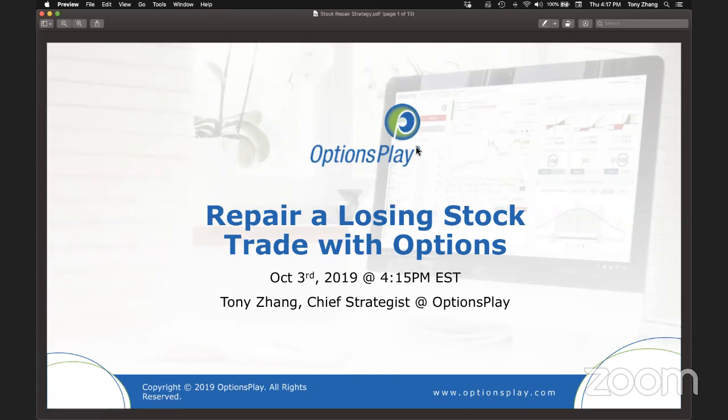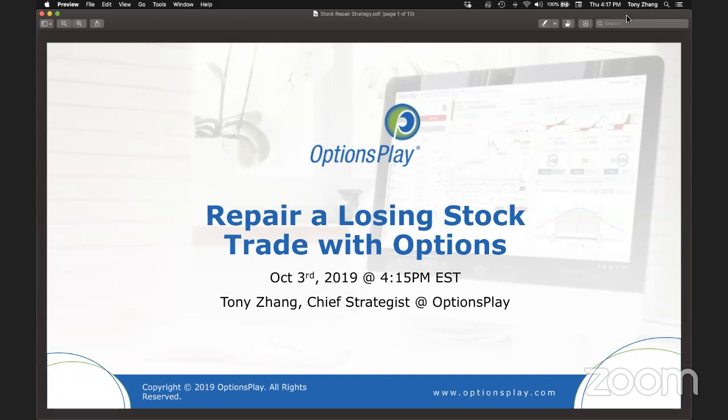And many of you, after learning about this strategy, may actually find that it's just simply not suitable for you at all, or that the stock you're currently looking at does not fit with a stock repair strategy. And there are a lot of them out there. So those are the things I want to cover here today. Let's go ahead and get started.